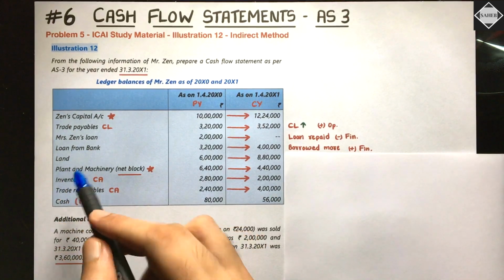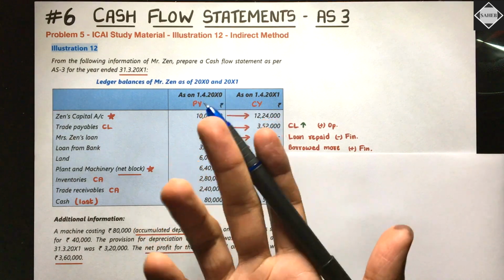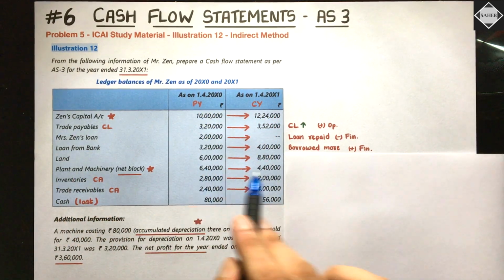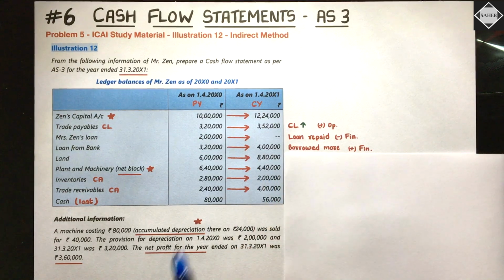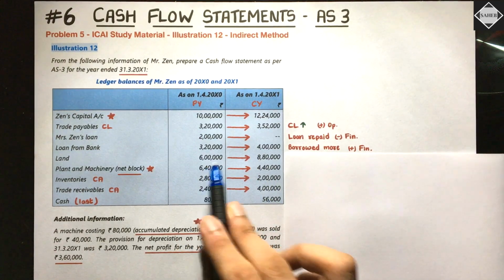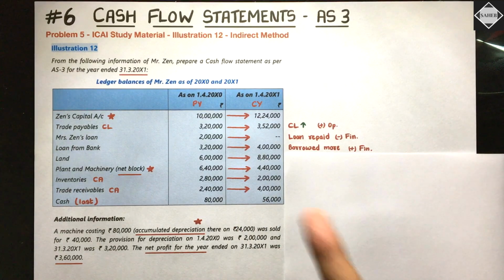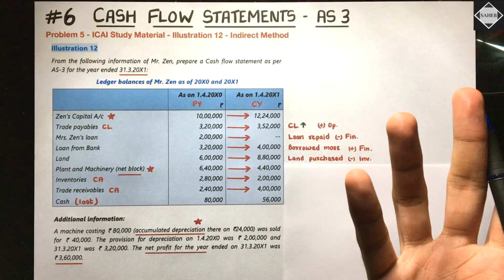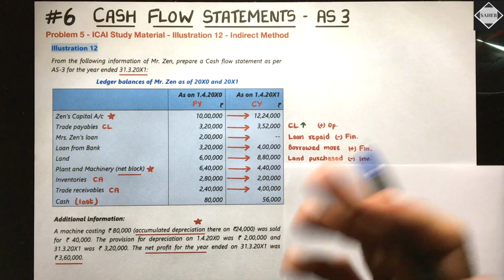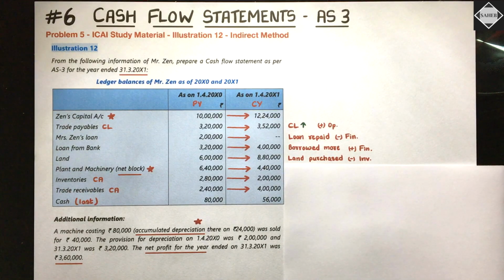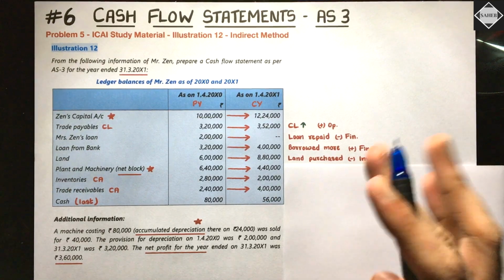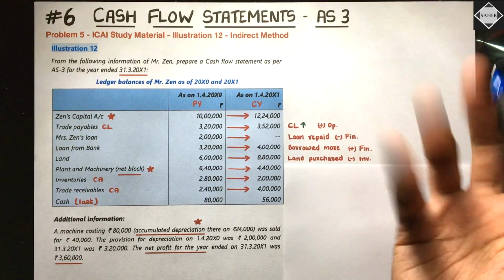Next we have land. Land is related with investing activity, isn't it? So what is happening to this land? Opening balance is 6 lakh, closing balance is 8 lakh 80. It is increasing. It's increasing by how much? It is increasing by 2 lakh 80,000, right? 6 to 880. So land is purchased. That's what it means. If it is increasing, that means you have purchased more land, isn't it? So you will subtract that in investing activity because that's an outflow of money, isn't it?